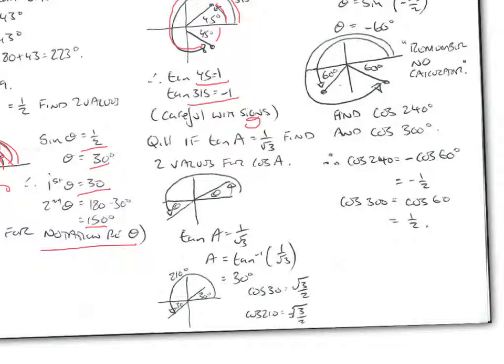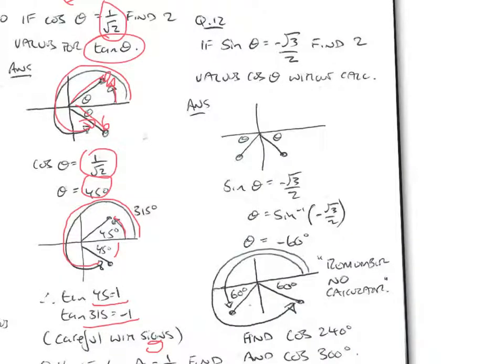Question 11, if tan of A is 1 over root 3, find two values for the cos of A. Okay, so the tan is positive, so it's first quadrant, third quadrant. There's our reference angle there. This will be our first main angle and our second main angle. So tan of A is 1 over root 3, A is 30 degrees, so the first one is 30, the second one's 180 plus 30 is 210. So now we have to find the cos of those two values, and we get root 3 over 2 and minus root 3 over 2.